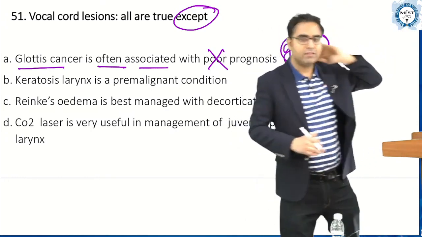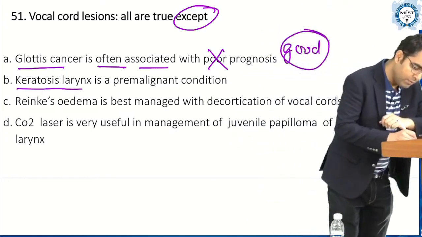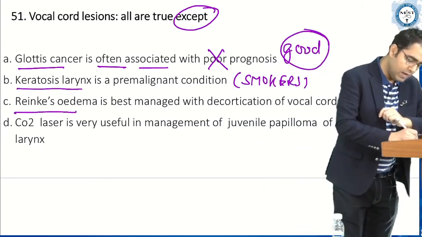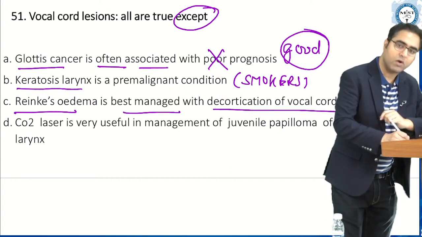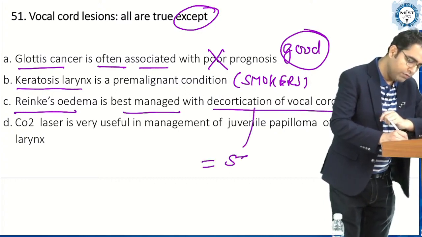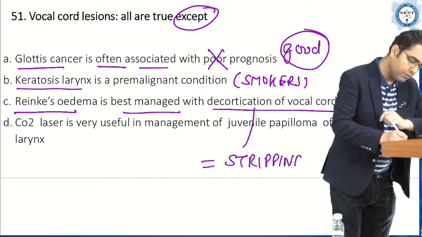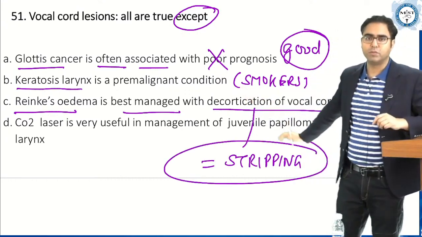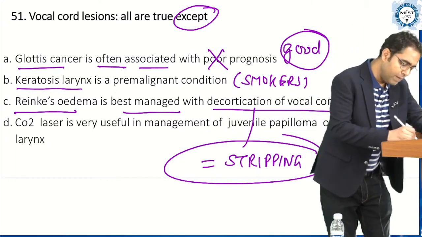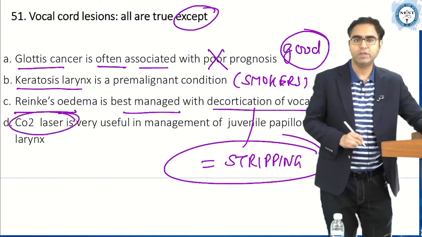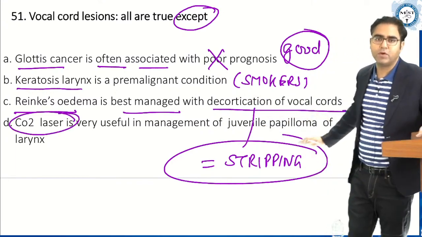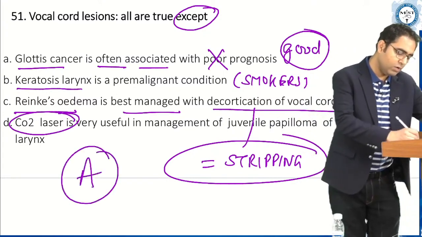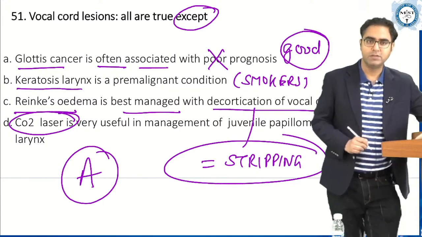Keratosis larynx is a pre-malignant condition. Seen in smokers? Yes, it can convert to cancer, beta. Reinke's edema is best managed with decortication of vocal cord. Correct. Decortication is another name for stripping of vocal cord mucosa. It is written in your notes also, beta. And which laser is used to treat juvenile papilloma? CO2 laser, beta. CO2 laser is used to treat juvenile papilloma of larynx. The answer is A, beta. Glottic cancer has good prognosis, not bad prognosis.